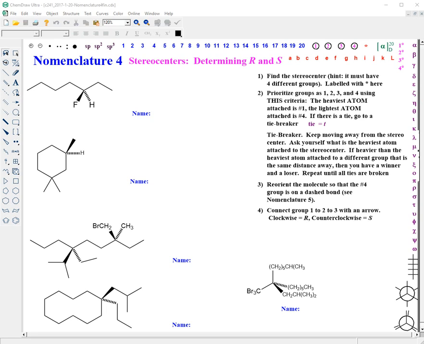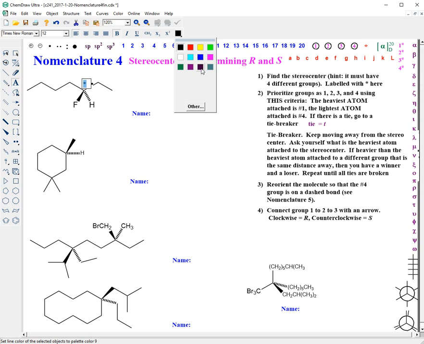Right now, we're going to deal with what's called stereocenters. Stereocenters are an atom that has 4 different groups. We're going to label them with an asterisk. This is a stereocenter. It has 4 different groups. It has an ethyl group to the right. It has a hydrogen down here, a fluorine here, and a butyl group to the left. 4 different words, 4 different groups.